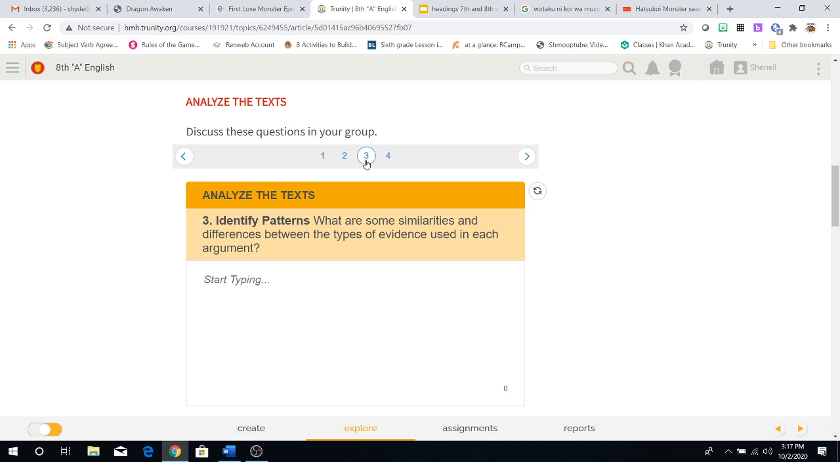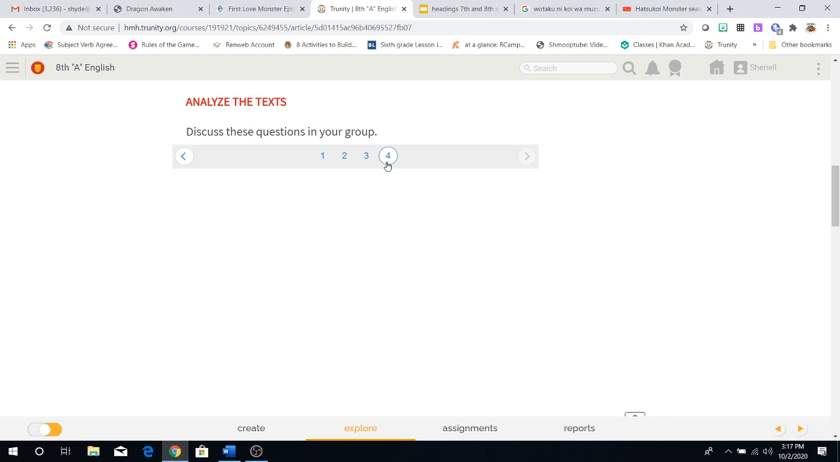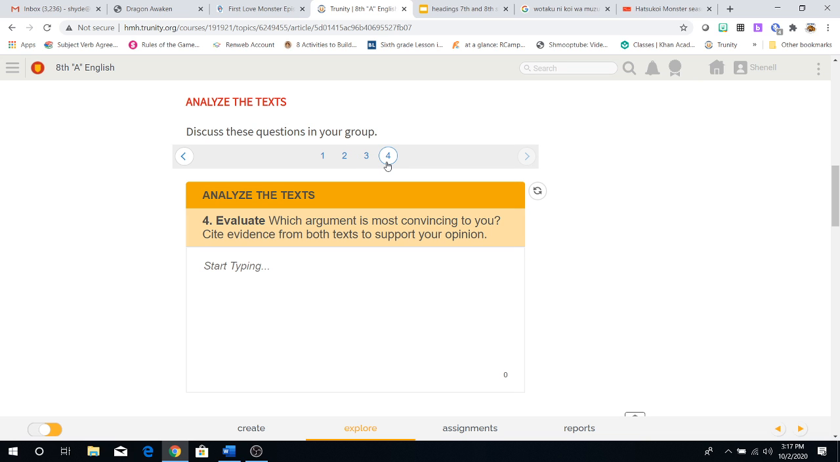And from there, you should be able to find similarities and differences between the evidence given to you in both arguments. And finally, evaluate which argument is most convincing to you. It means which one do you really believe is better than the other? Which one persuaded you, entertained you, informed you? Remember PIE when we talked about the types of techniques that authors use? Now, for you to do that, you also have to cite evidence from both texts to support your opinion.